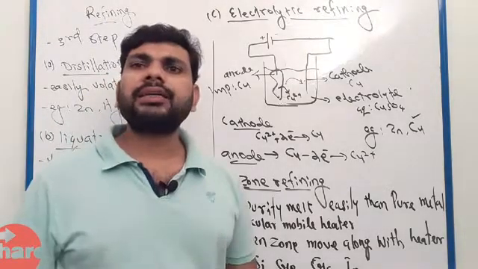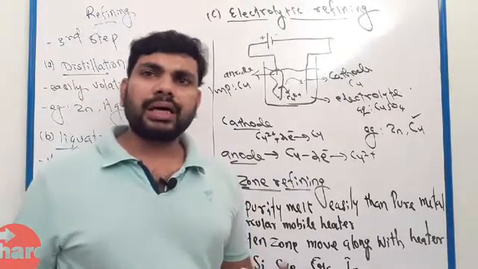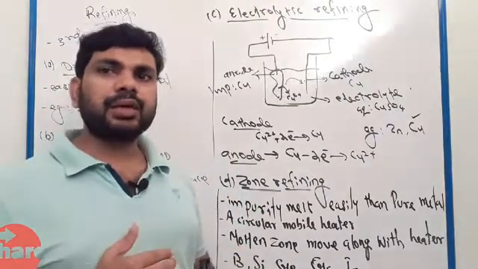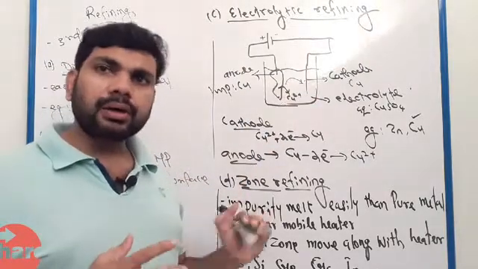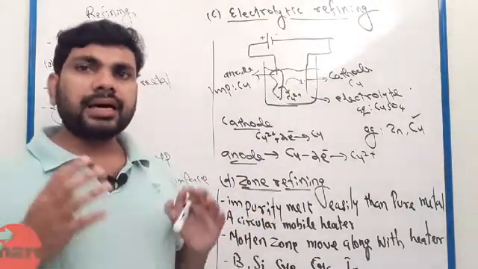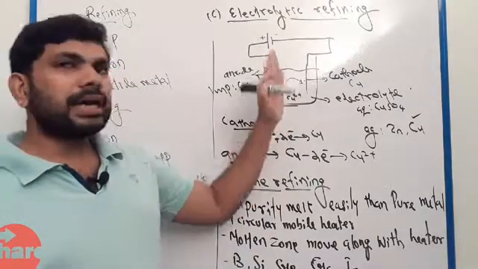This is electrolytic refining. Here the anode loses electrons and oxidation takes place at the anode. Cu2+ will be in the solution. At the cathode reduction takes place and Cu2+ receives electrons. Cu will be deposited at the cathode.